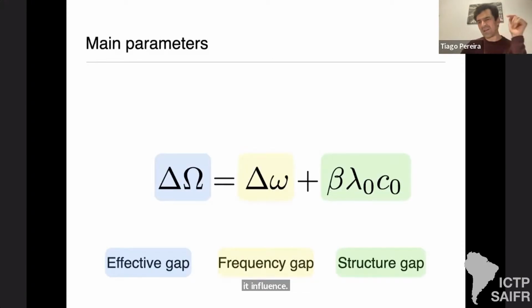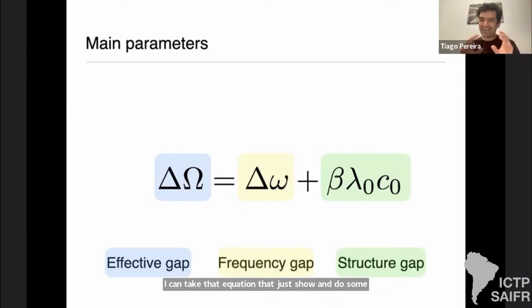I can take that equation that I just showed and do some massaging to bring it to dimensionless quantities and so on. When I do this, a very important parameter will pop up, which we call the effective frequency gap in the system, where this effective frequency gap, big Omega, will be delta omega, the difference between the frequencies of the hub and the leaf. This number can be large, can be 0. It doesn't play a role here.